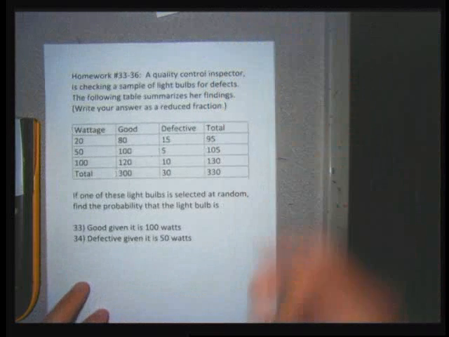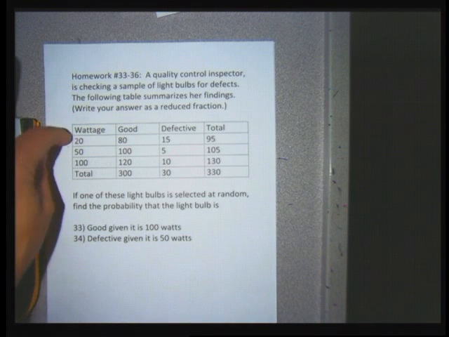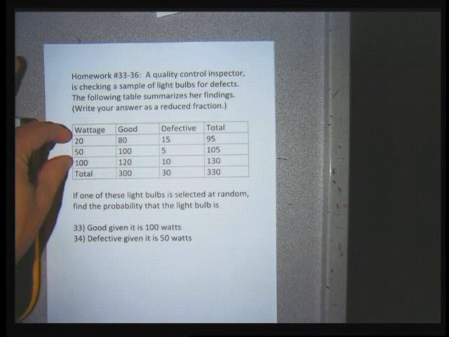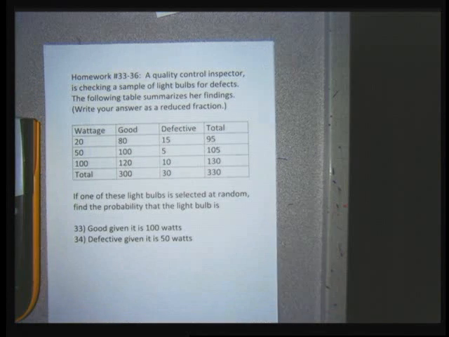New table, much more advanced table, but it's okay. We can deal with it. So, a quality control inspector is checking a sample of light bulbs for defects. The inspector picked 20-watt bulbs, 50-watt bulbs, and 100-watt bulbs to check. Some of them were good, some of them were defective. Most of them were good, because you wouldn't like to have too many defective bulbs.